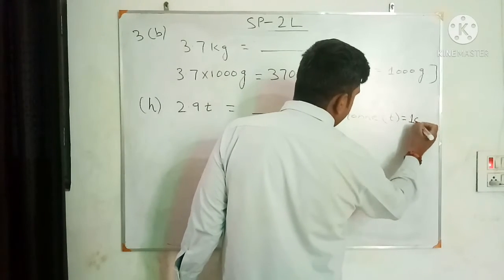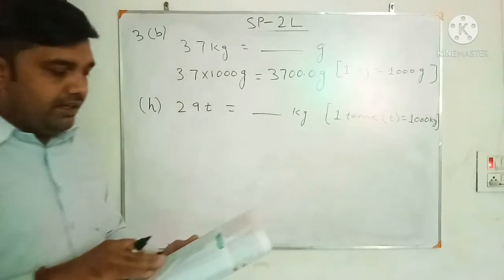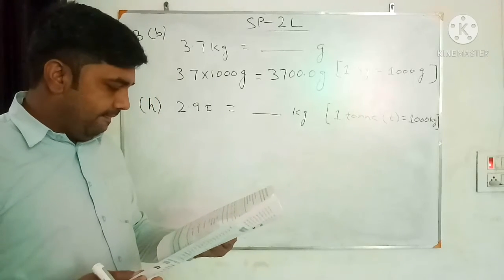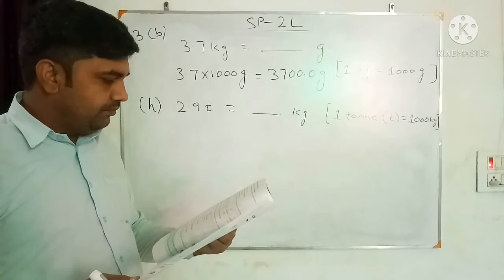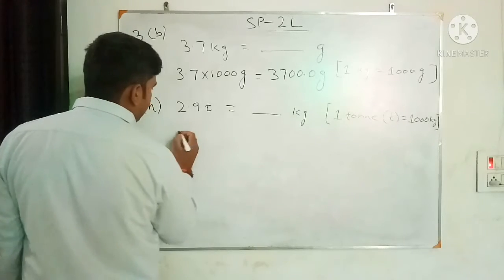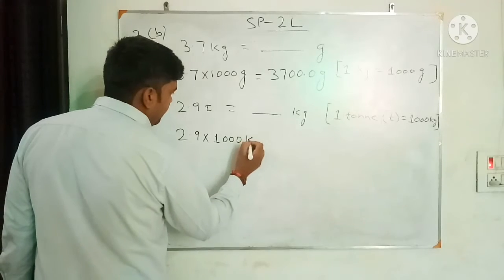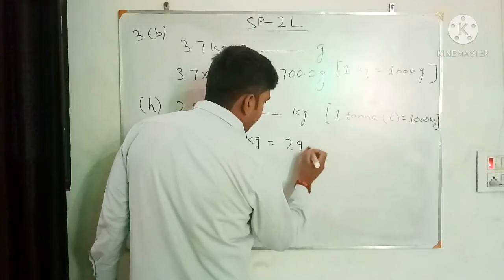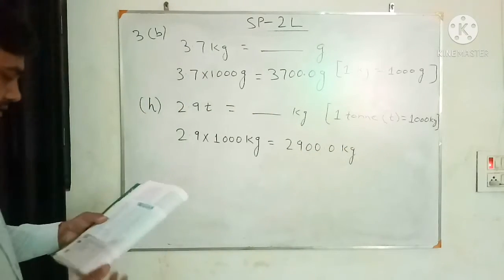1 ton equals 1000 kg. So that is called the metric ton. So 1 ton equals 1000 kg. Okay, 1 ton equals what, that is also called the metric ton. So multiply this 2.9 by 1000 kg, since 1 ton equals 1000 kg. So now the decimal will shift 3 places right. 2900.0 kg. So 2900 kg.